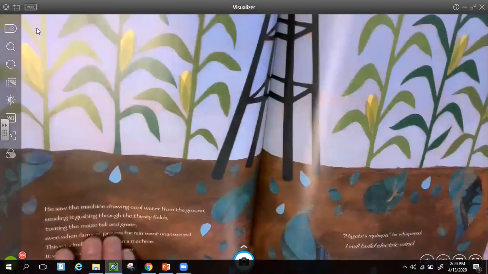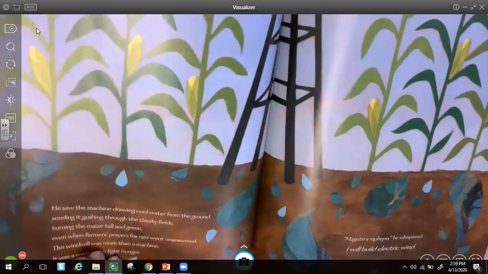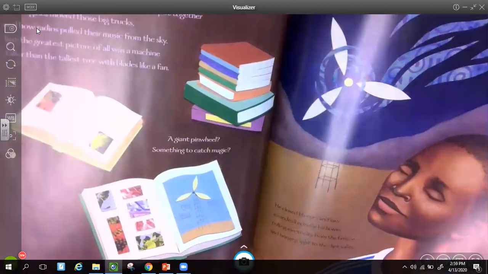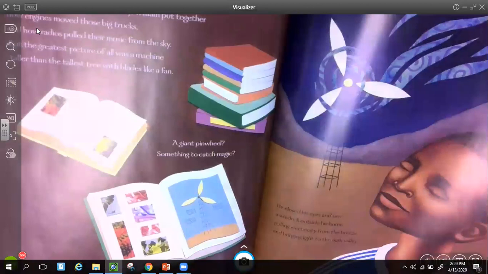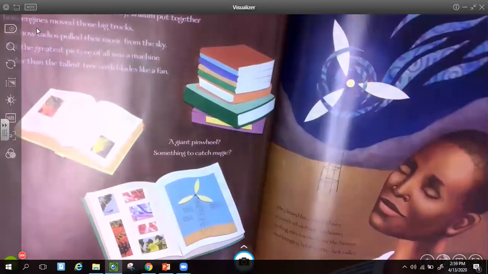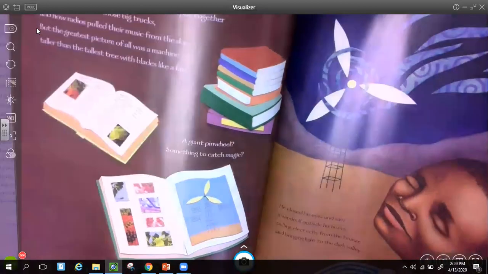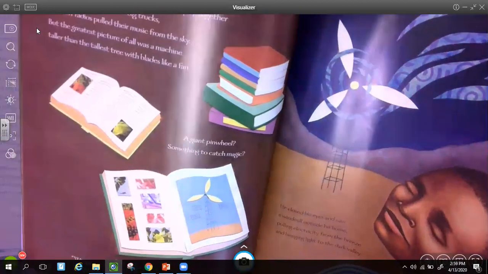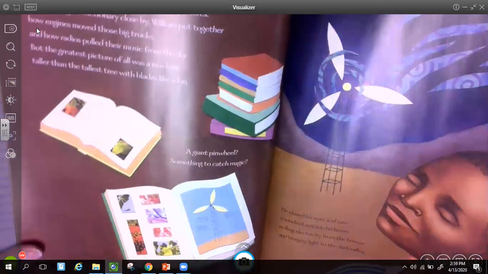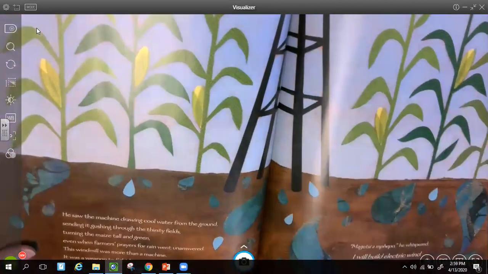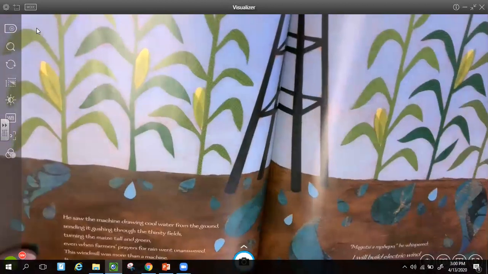So the gist of the last few pages, thinking back here, is all of a sudden, William has been going to the library and reading and learning about science. And he got an idea of how a windmill could help him create electricity and get water to his people. And then he is motivated to do this. So that's the gist of those few pages.